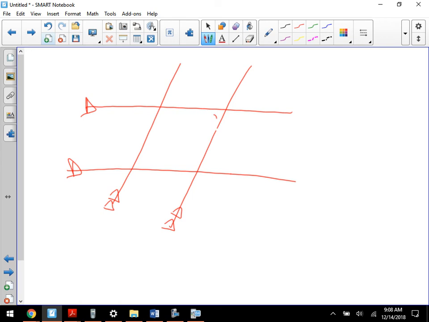Then they go to another one. If angle 2 is 70, what's angle 6 going to be? 7. Again, hopefully you're turning your paper to see the pair, so you have alternate interior then. So it has to be 70.